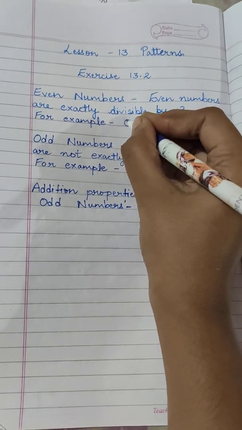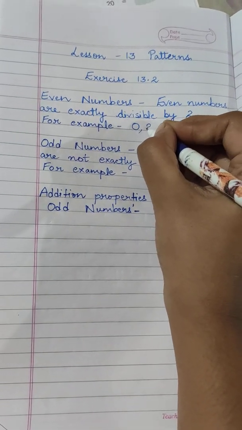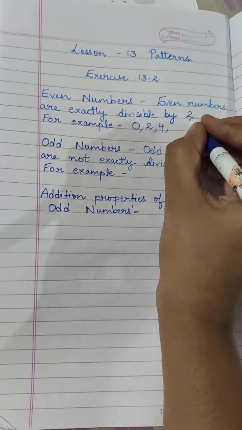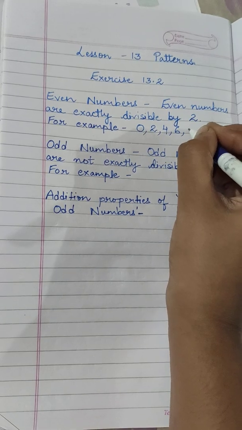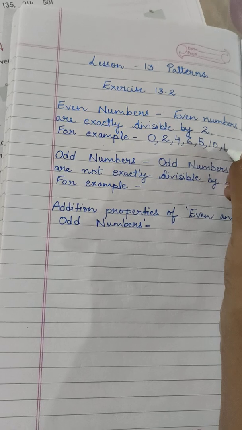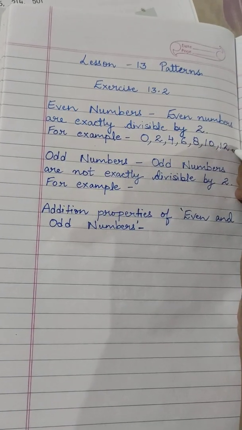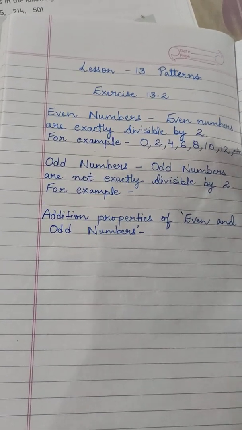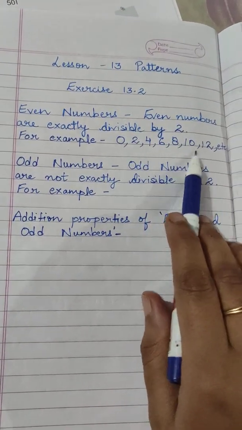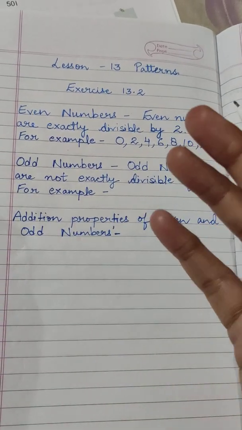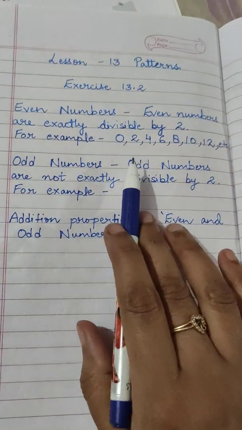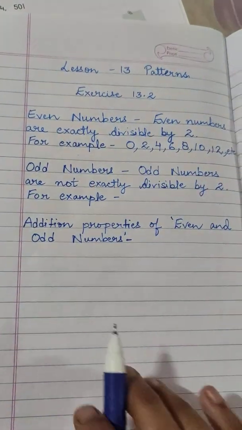2 zeros are 0, 2 ones are 2, 2 twos are 4, 2 threes are 6, 2 fours are 8, 10, 12, etc. Means children, as you can see, 0, 2, 4, 6, 8, 10, 12, 14, 16, 18, 20, all the numbers which are exactly divisible by 2 are called even numbers.